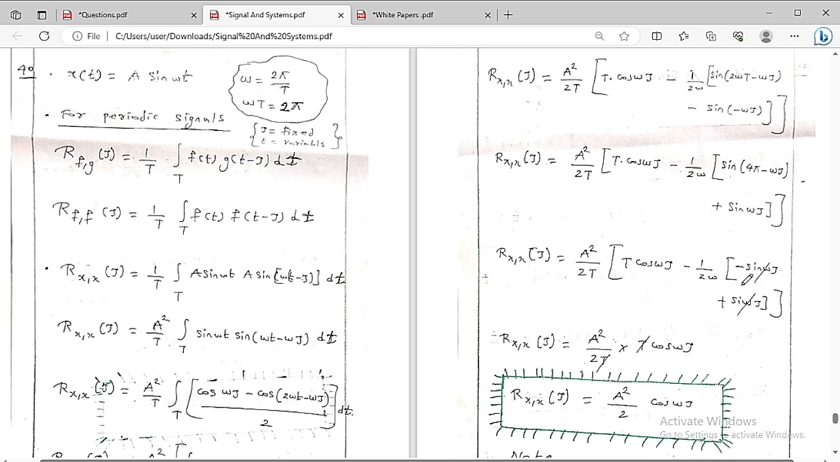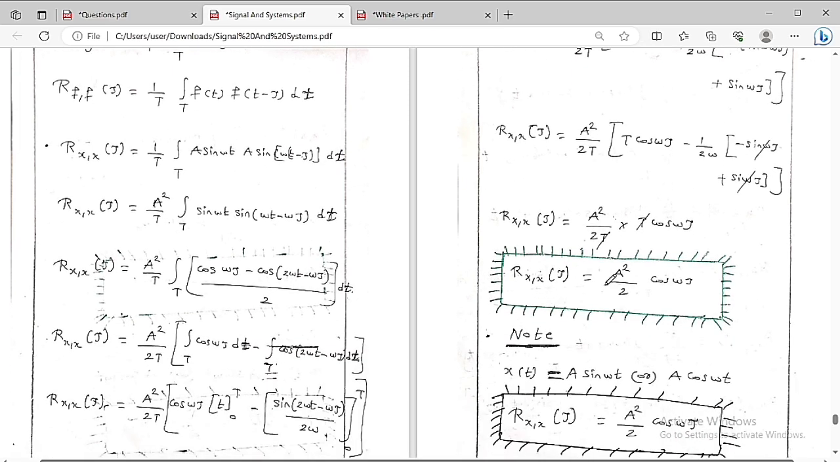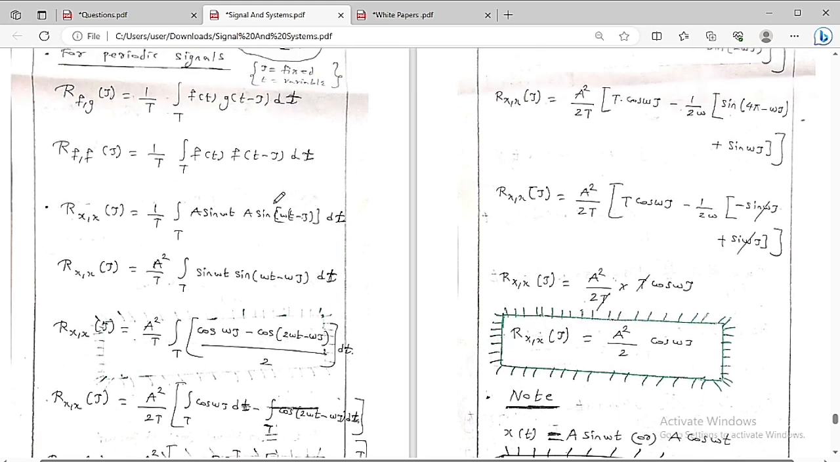That plus sine omega tau, so they are going to get cancelled. And finally, this value is equal to 0. Only this thing is going to be present: s square by 2t into t cos omega tau. So t cancels. We finally get the auto correlation equal to s square by 2 into cos omega tau. So I have put this formula here; you have to remember it.